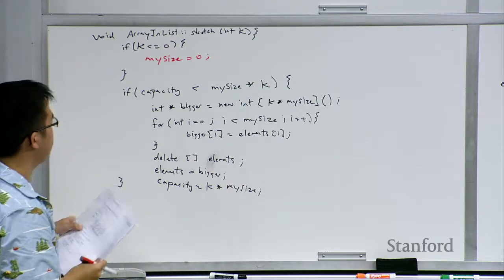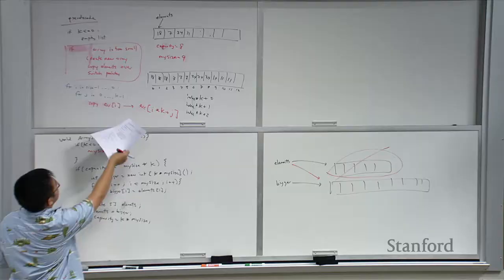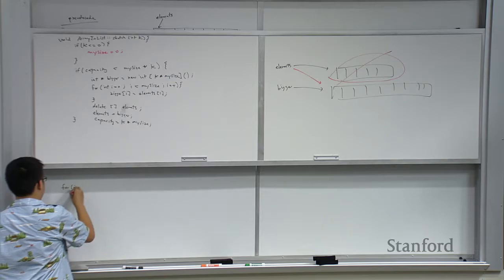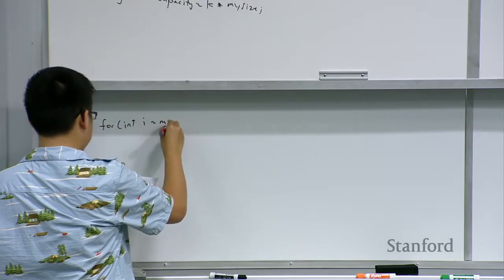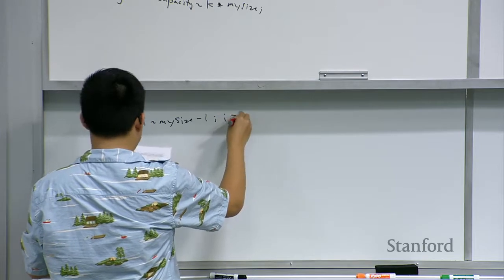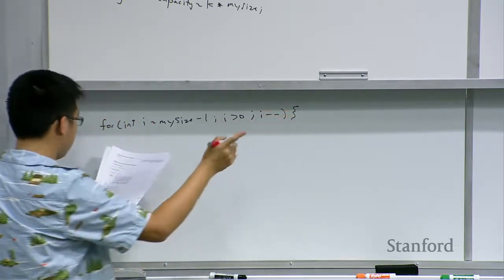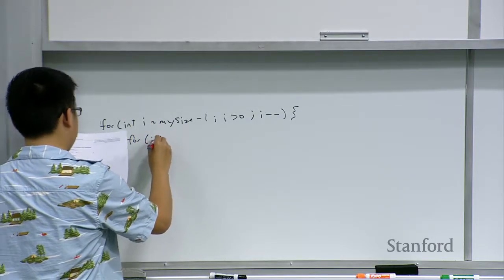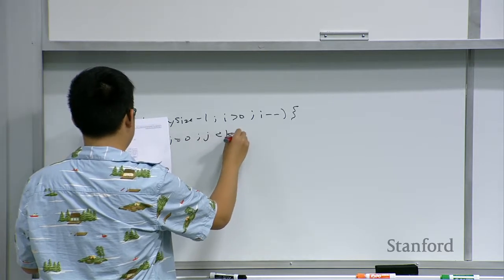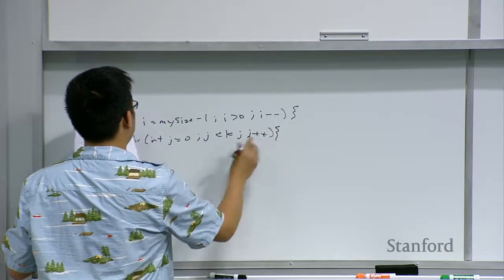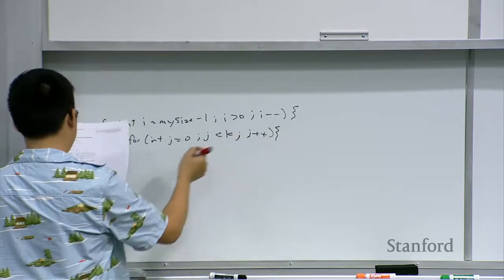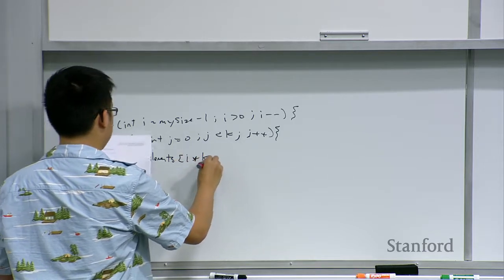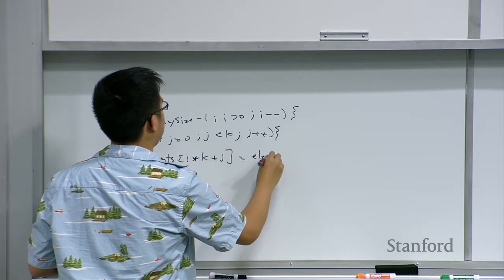Okay? All right. And then we can just copy this code over here. That's the code to switch the elements. I'm just going to quickly write it out here. For int I equals my size minus 1, I greater than 0, I minus minus. So this starts from the back of the array, and we're just going to copy the elements k times into the right location. So int j equals 0, j less than k, j plus plus. These are semicolons, these are j's. Elements at I times k plus j. We want to set that equal to elements at I.